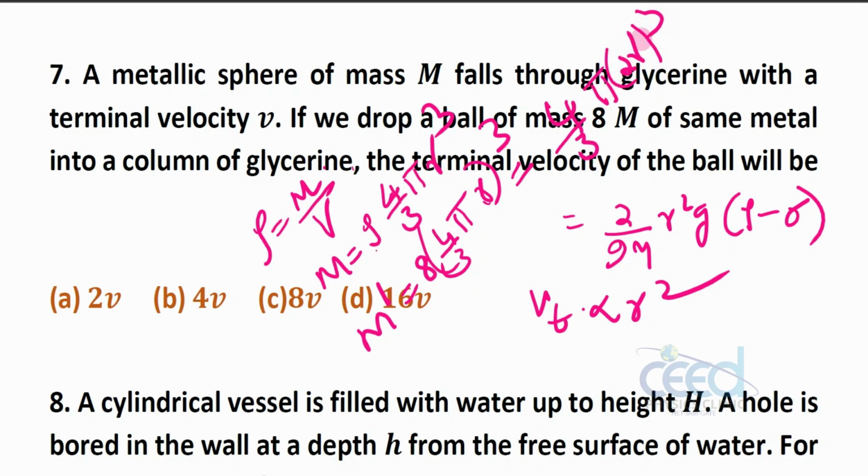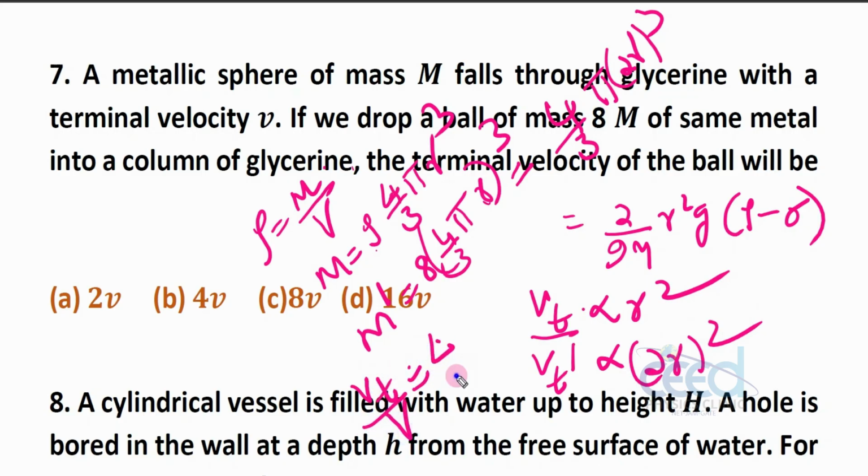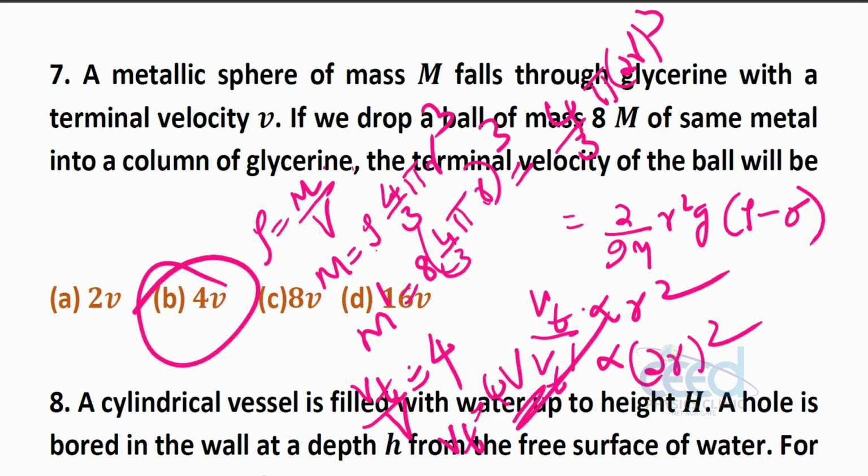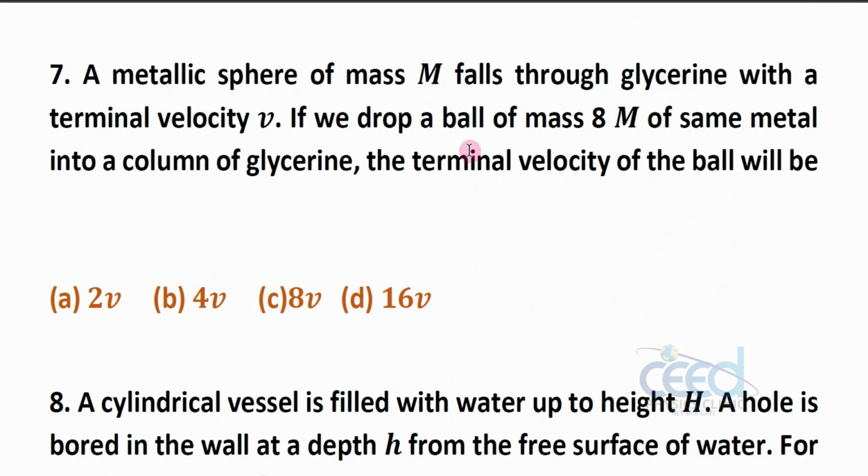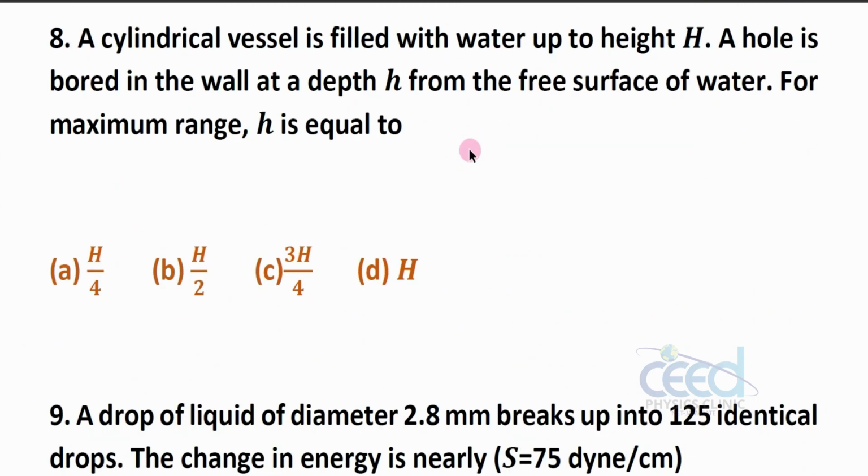Then in the second case, Vt dash by Vt is proportional to 2r the whole square. Then Vt dash by V is equal to 4. Then Vt dash is equal to 4V. Then option B is correct, right? Alright. Now let us go to another question.